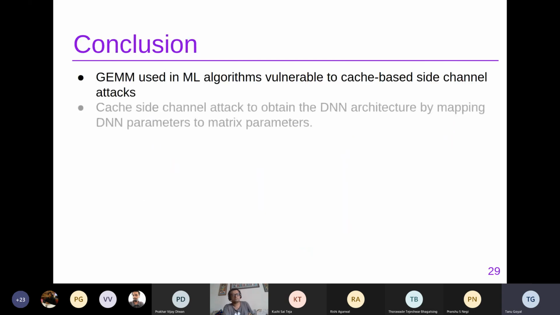Coming to the conclusion, we have inferred that matrix multiplication in ML algorithms is vulnerable to cache-based side channel attacks, and using one such side channel attack, we can obtain the DNN architecture by mapping the matrix parameters to the DNN parameters.